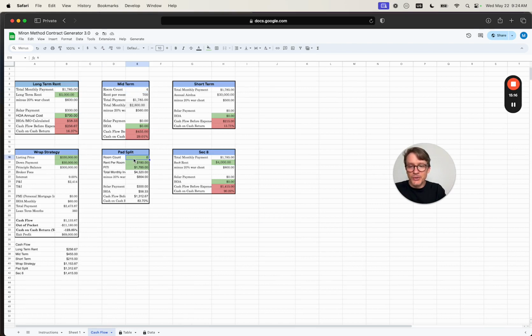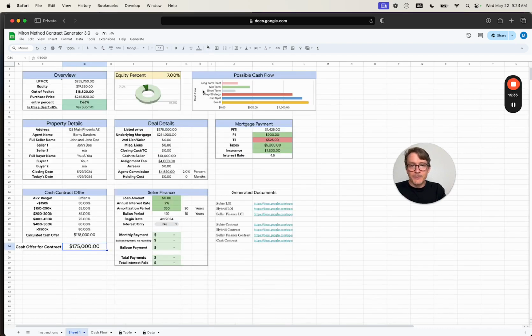For PadSplit, what I do is I just go to PadSplit and look at that market, whatever market we're looking at, and see what other people are getting, and that's just what I put in there: rent by the room minus the PITI. Okay, and it works it out to get the cash flow for you.